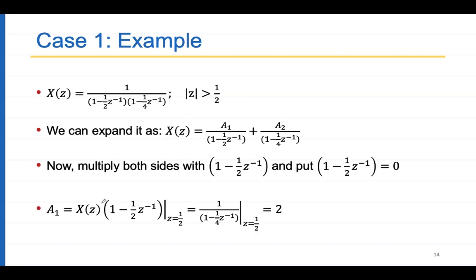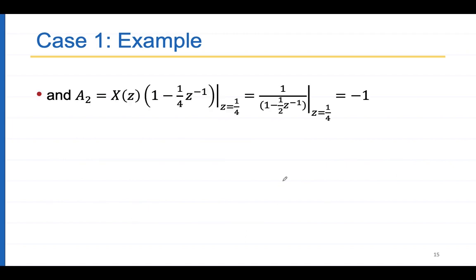So in other words, a1 is simply X(z) times 1 minus 1 by 2 z inverse with z put equal to 1 upon 2. This will give you the value of a1. So if I now put this form of X(z), what do I get? I get 1 upon 1 minus 1 upon 4 z inverse. Now I substitute the value of z to be 1 upon 2, so 1 minus 1 upon 4 times 2, because of z inverse. So 1 minus 1 upon 2, so it becomes 2.